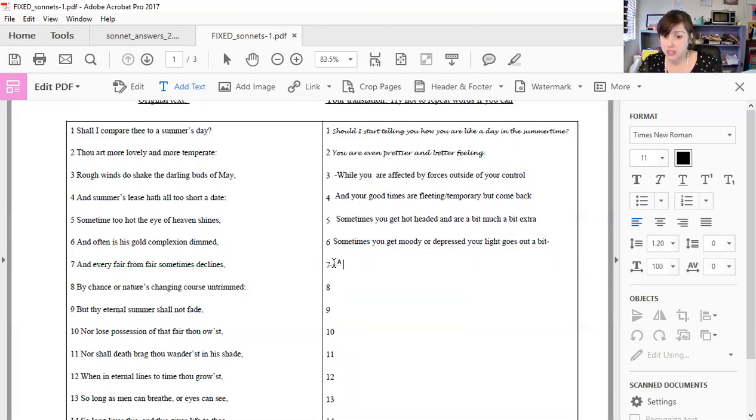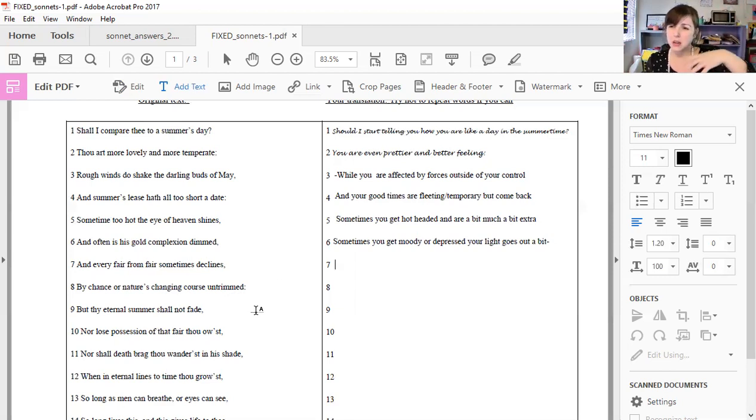And every fair from fair sometimes declines by chance or nature's changing course untrimmed. So fair is always going to mean beauty in Shakespeare's terms. It's not going to be like a referee saying, hey, you're out, no, that's not fair. It's going to be like, oh, my fair lady, my fair beauty, the fairest maiden in all the land. So it just means beautiful. And if you look at it like that, and every beauty from beauty sometimes declines by chance or nature's changing course untrimmed.